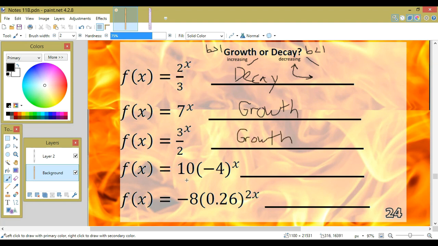F of x equals 10 times negative 4 to the x power. Go ahead and graph this on your calculator. See the interesting picture that comes up. Do you think that picture is growth or decay? Nah, it's not either of those. It's neither growth nor decay. Graph it. You'll see what I mean.